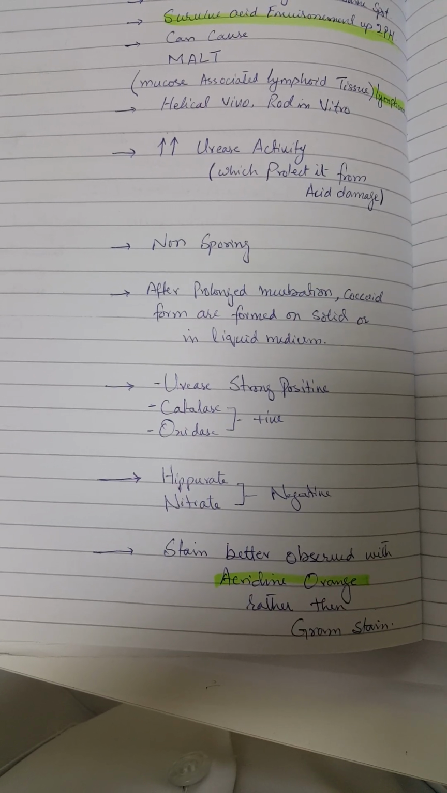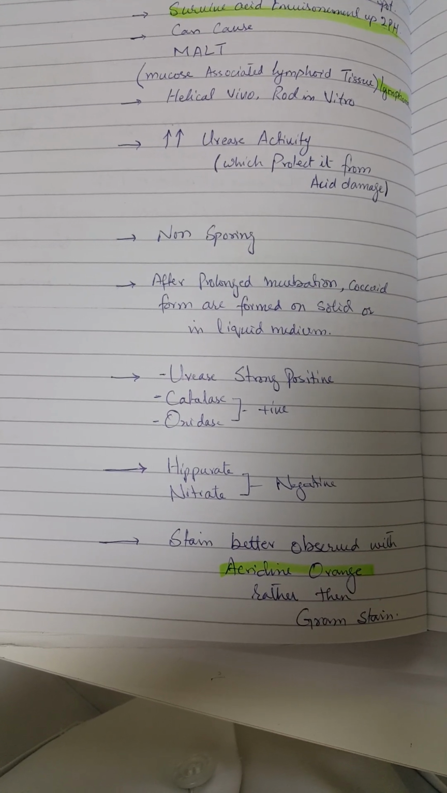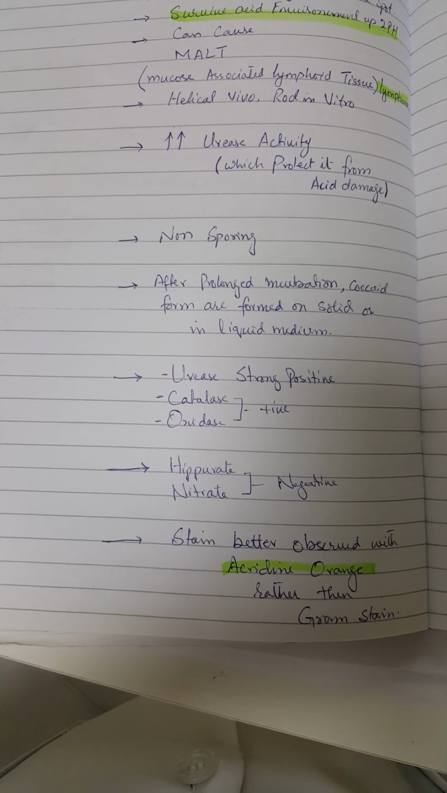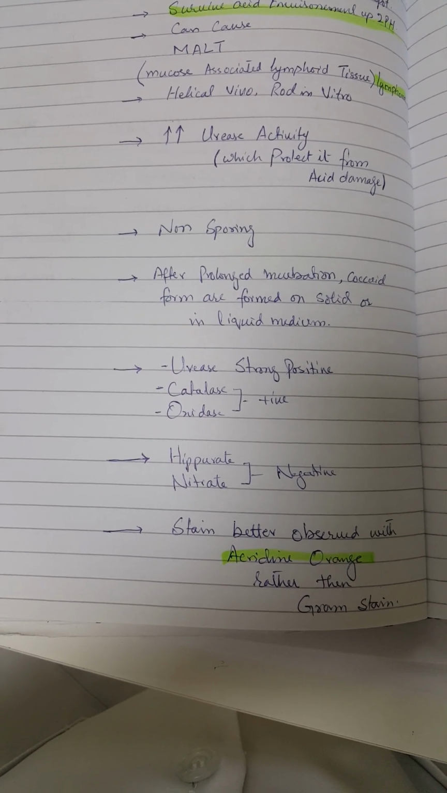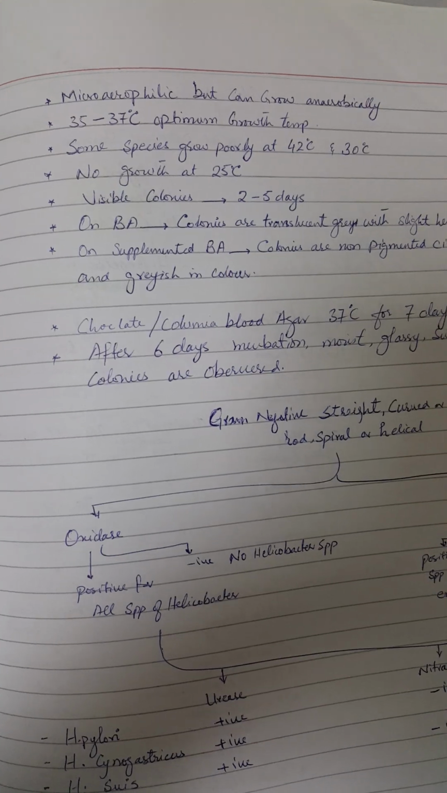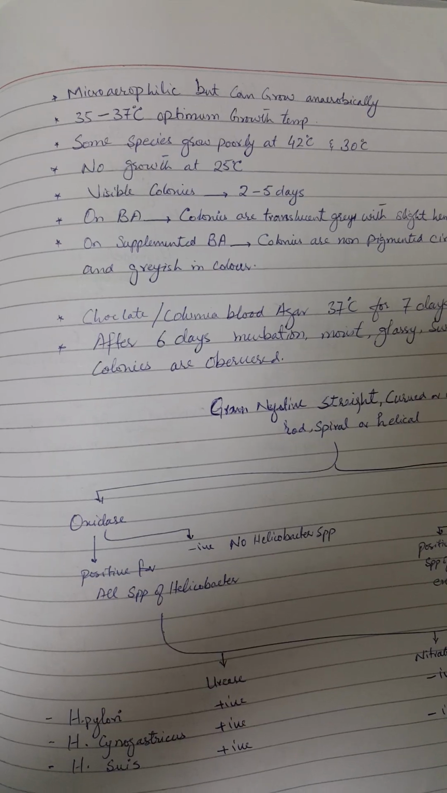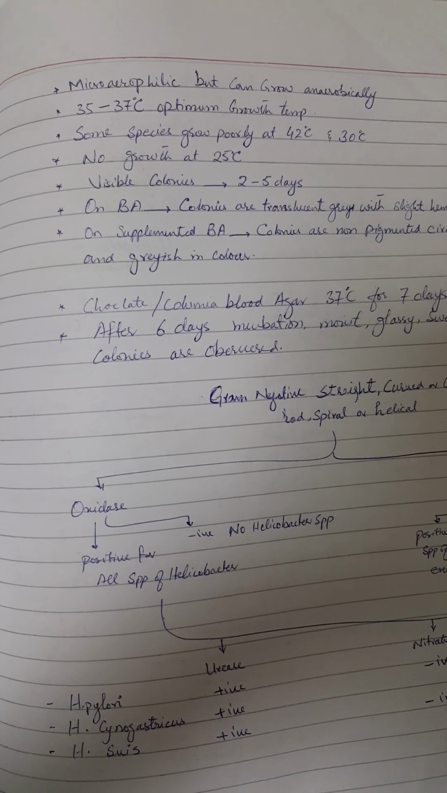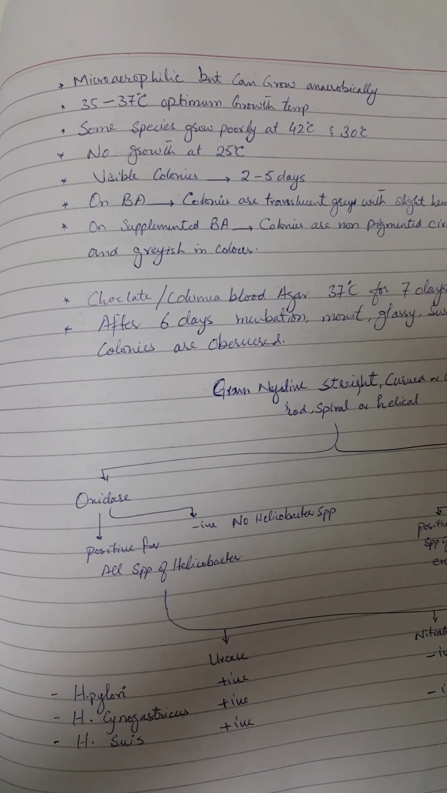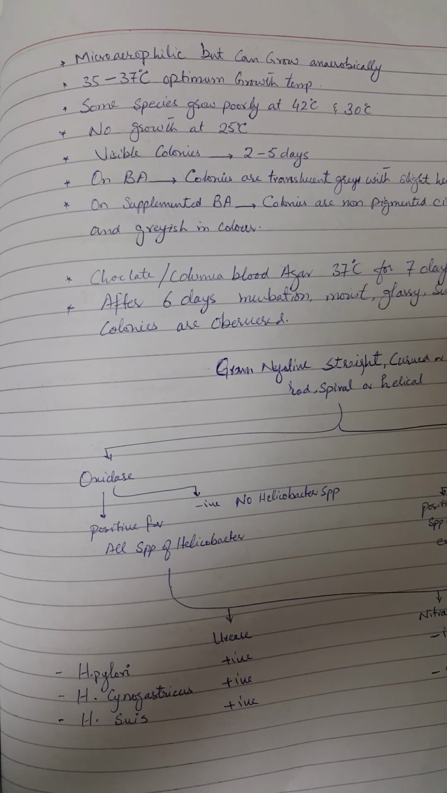It is strongly urease positive, catalase and oxidase positive, hippurate and nitrate negative. This organism stain is better observed with acridine orange rather than Gram stain. It is microaerophilic but can grow anaerobically, with 35 to 37 degrees centigrade the optimal growth temperature. Some species grow poorly at 42 degrees centigrade and 30 degrees centigrade. No growth at 25 degrees centigrade.